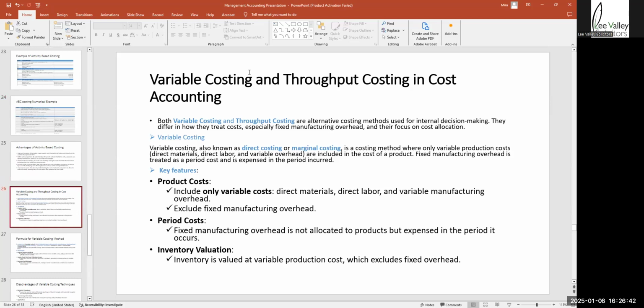Variable costing and throughput costing in cost accounting. Both variable and throughput costing are alternative costing methods used for internal decision making. They differ in how they treat costs, especially fixed manufacturing overhead. Key features are as follows: product cost, period cost, and inventory valuation.